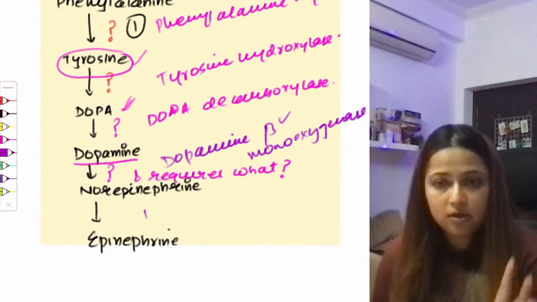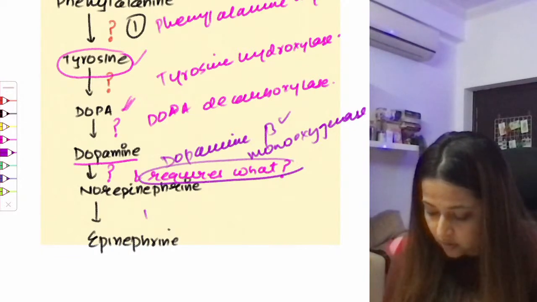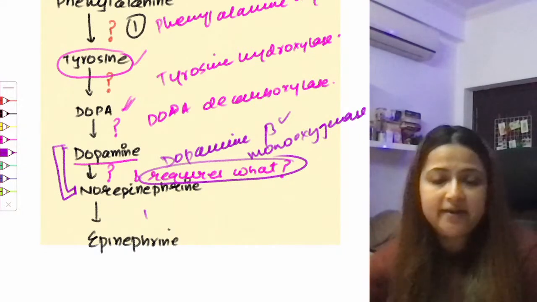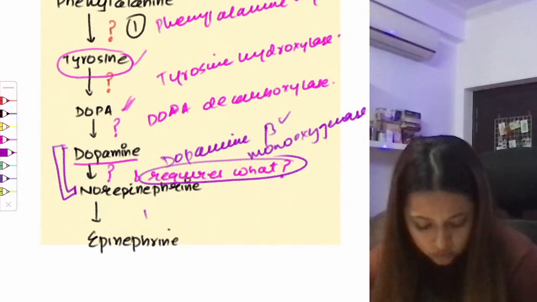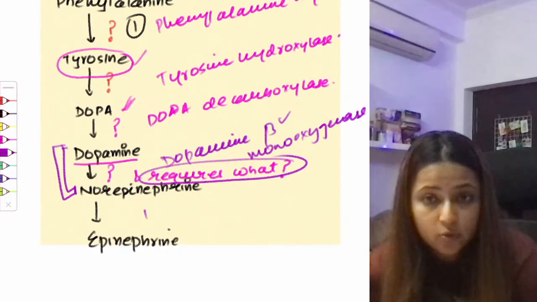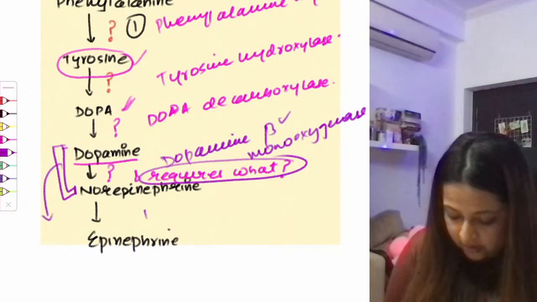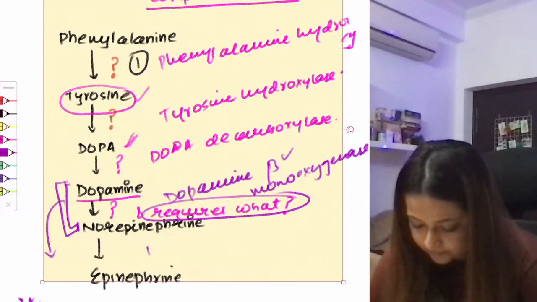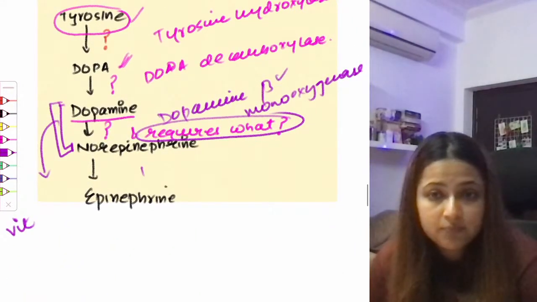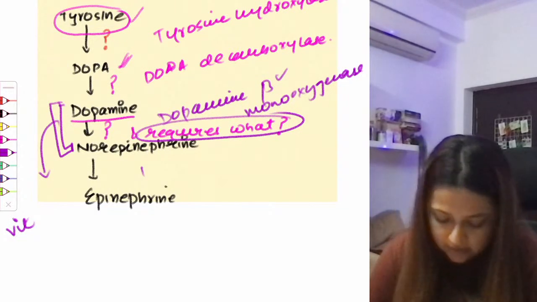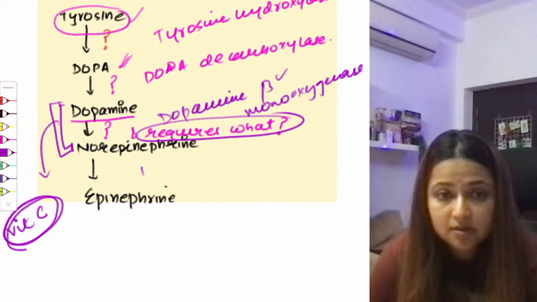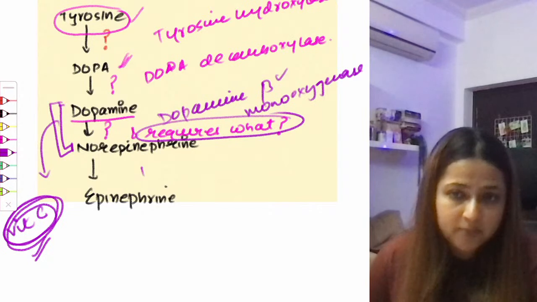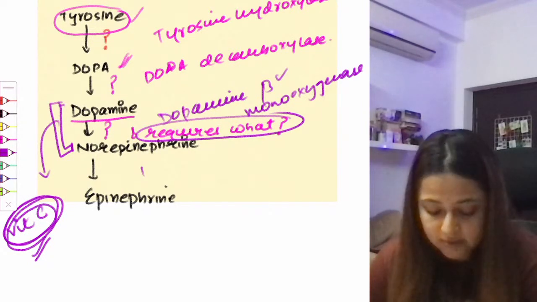Alright, so let us talk a few more points about it. This question is also asking about the conversion of dopamine to norepinephrine. Apart from this enzyme, there is also a requirement of something. Can anyone answer this question? What does it require? Your answer is vitamin C. So the conversion of dopamine to norepinephrine requires dopamine beta monooxygenase, and along with that it also requires vitamin C.